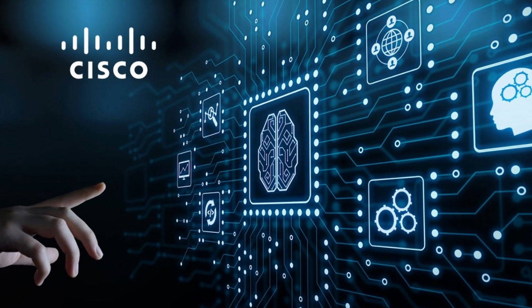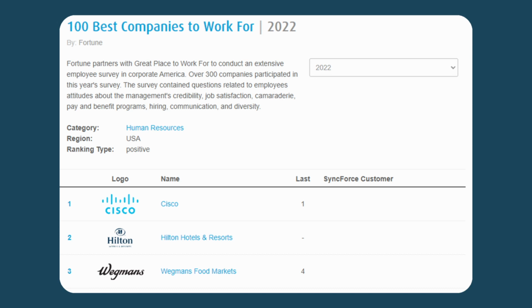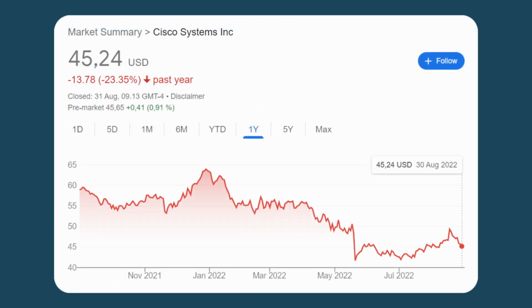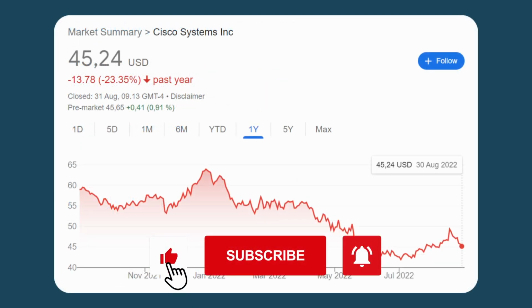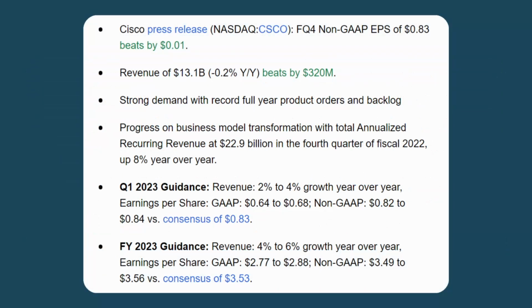Cisco is one of the world's most known brands and is Fortune's number one company to work for. But over the last year, they are failing, and they are down almost 24%. They were recently downgraded by some analysts due to potential headwinds, but delivered a strong earnings call where they beat on both top and bottom line, and they issued strong guidance on the coming fiscal year.